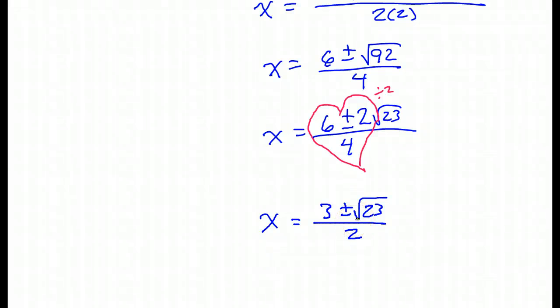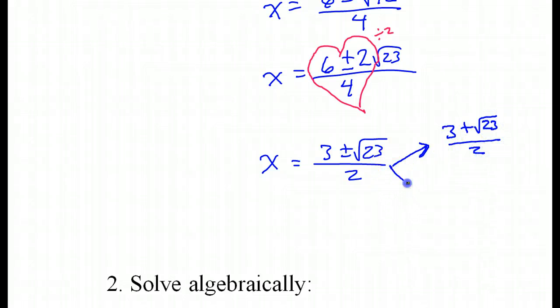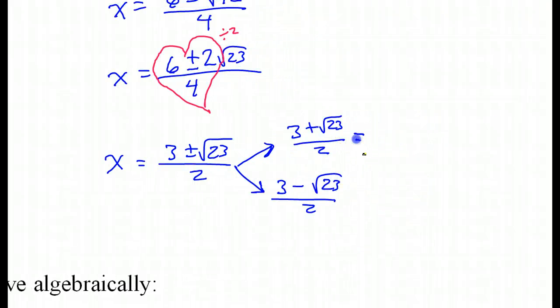Let's go ahead and get the decimal versions of these, because we're going to have to graph it. So let's do the decimal version. Understand that this means two things. This means 3 plus radical 23 over 2, and it means 3 minus radical 23 over 2. So let's get these two decimals.